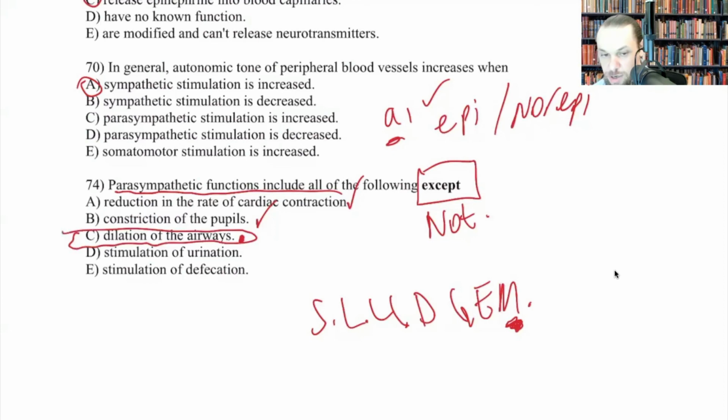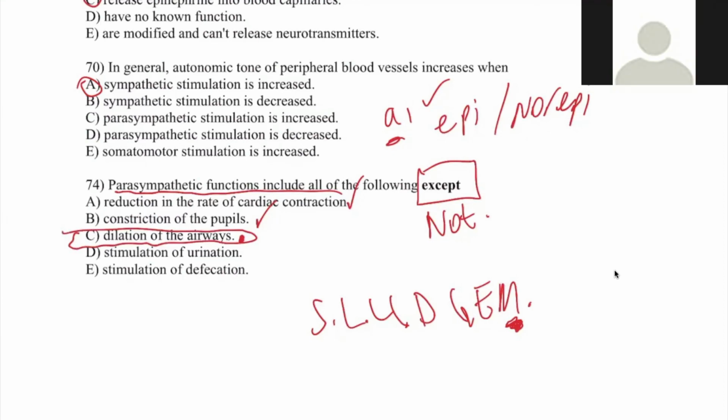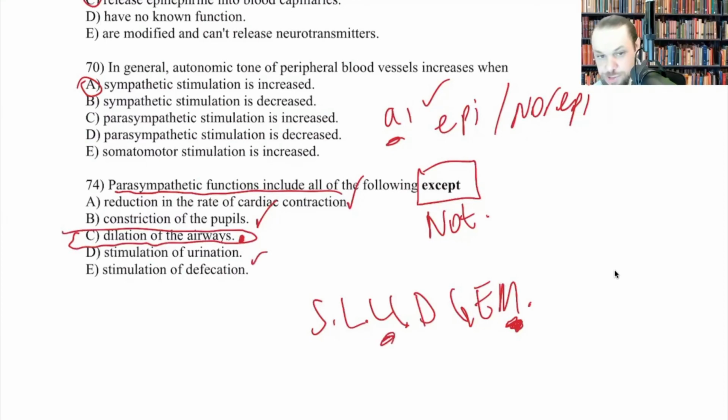For now, let me go down. Stimulation of urination. Yeah, it does. SLUDGEM. Defecation. Yes, we have gastrointestinal distress. So it will definitely stimulate defecation. So out of all of these, the answer is C. It will not dilate the airways, and the system that does it is the sympathetic system with beta 2 stimulation, right? Drugs such as albuterol will cause dilation, right?